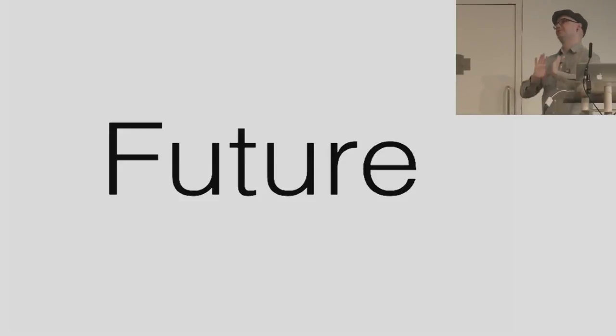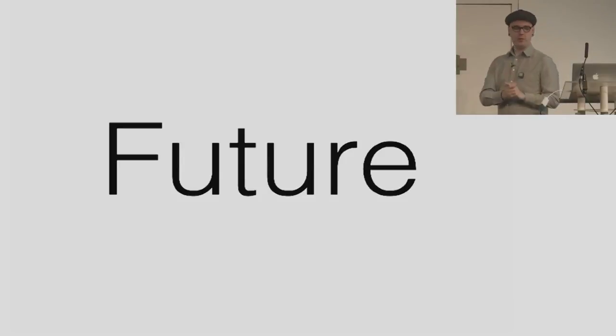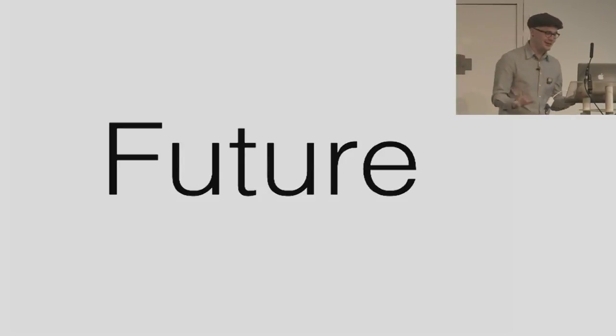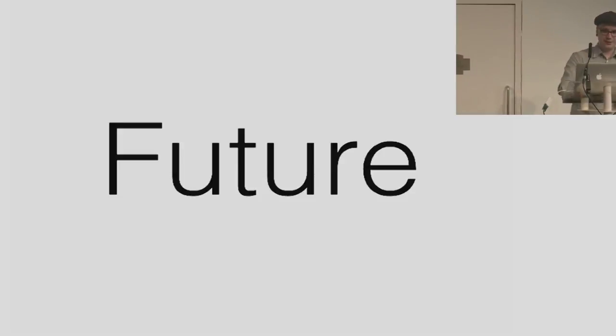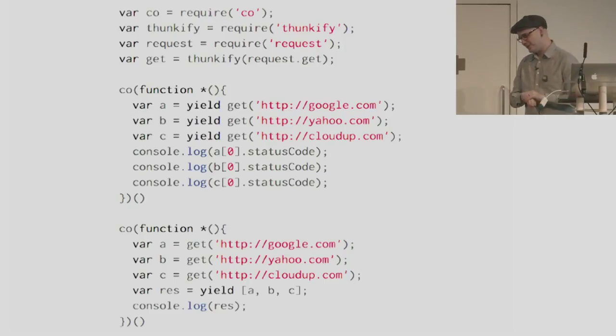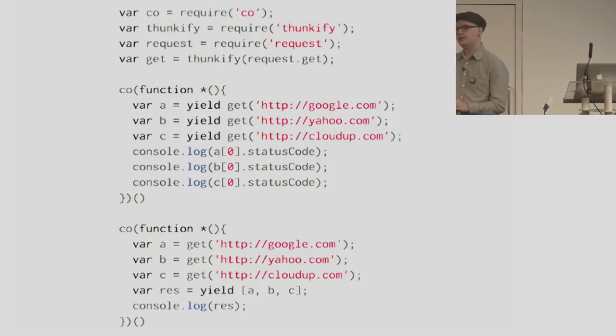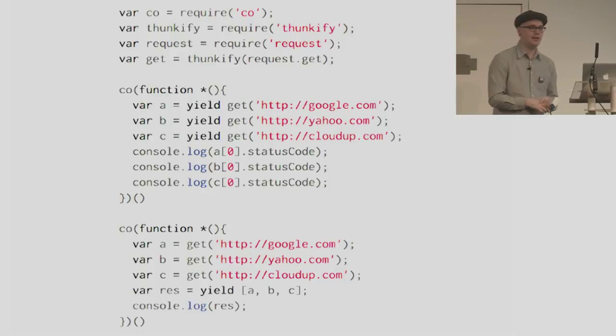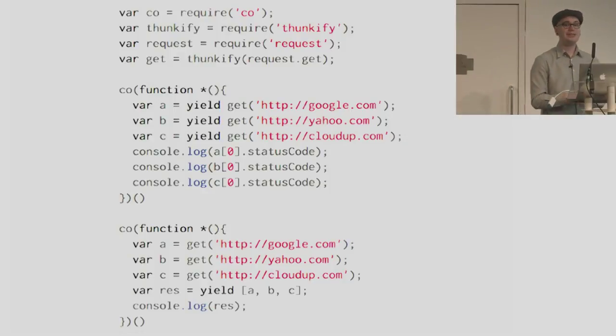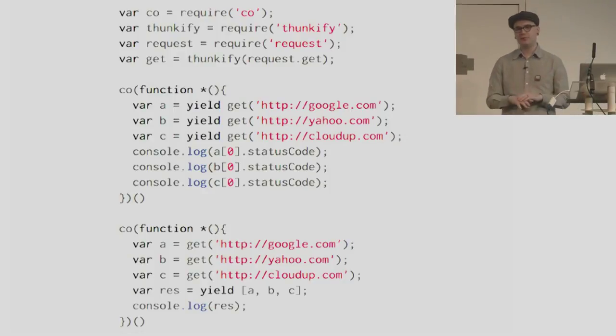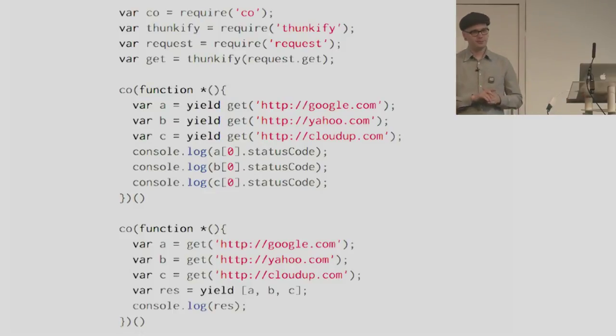So the future. Okay, so I promised that I'd talk about generators a little bit more. The best way to understand the future is to really look at the present. So this is a library called Co. TJ Holowaychuk wrote this. It's a generator library. This is much more interesting than anybody's done in terms of flow control and promises prior to this.